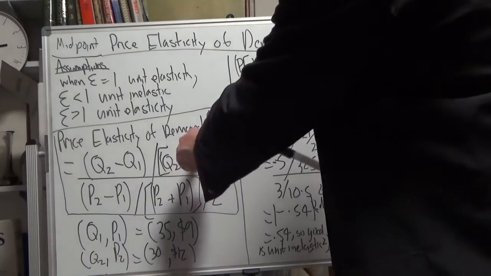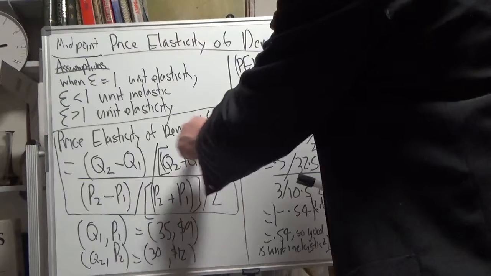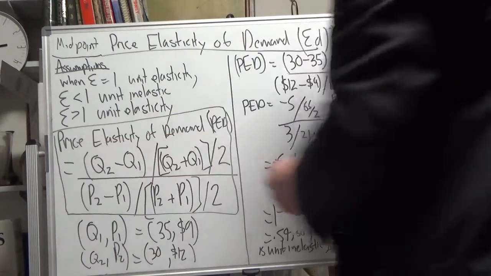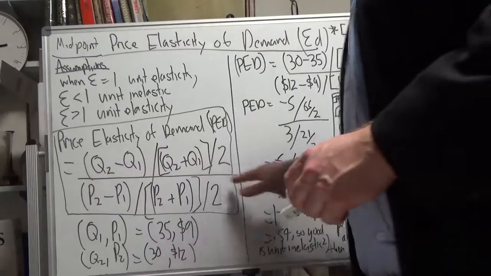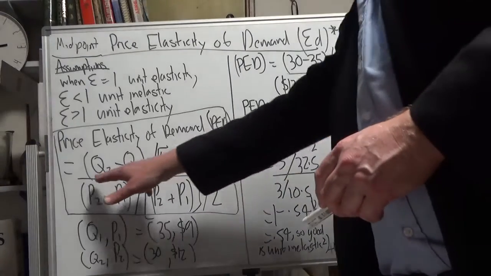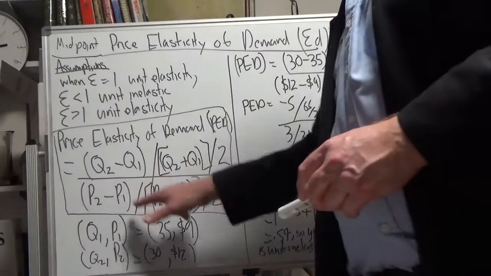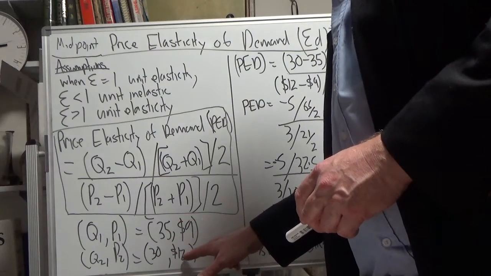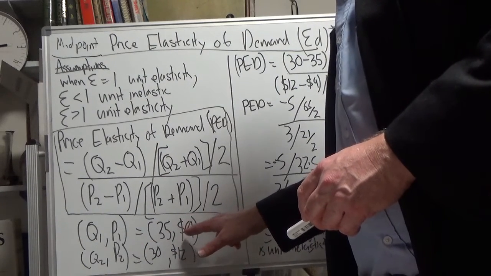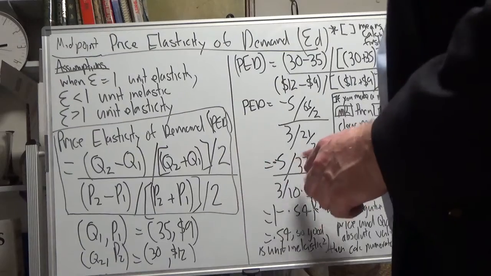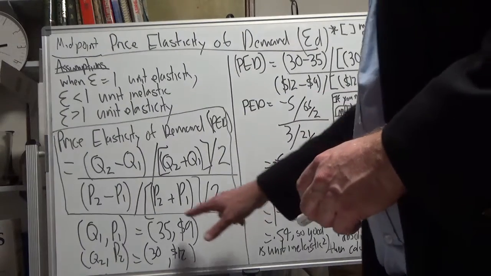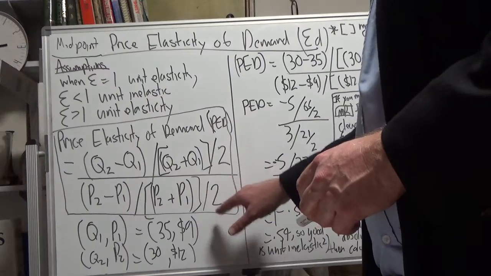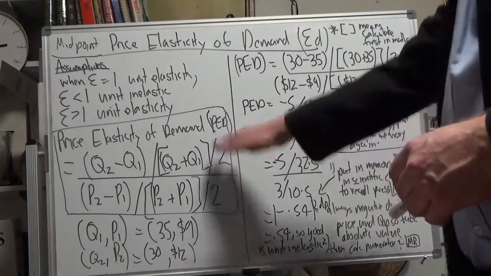So when you see that symbol in maths, that bracket, you do that first before you get to the other. Divided by, this is quite a long calculation, but divided by P2 minus P1, so 12 minus 9 here, and then in brackets P2 plus P1 over 2. So numerator, denominator.